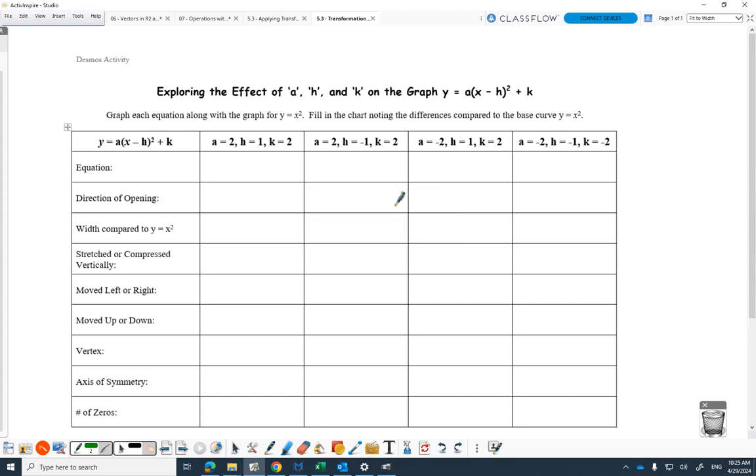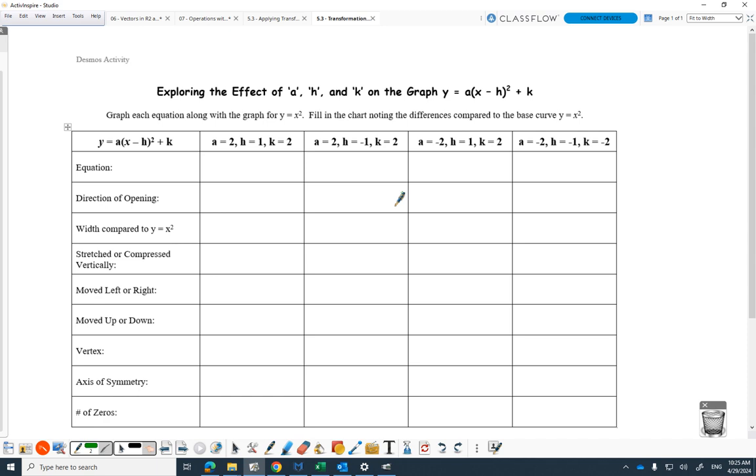Okay, friends, today this says exploring the effect of a, h, and k on the graph of y equals a(x minus h) squared plus k. If you're right with me, you're like, didn't we already do that? Did we do h and k? And we did a the day before? Yeah, but now we're just going to do them all together, if that's confusing.